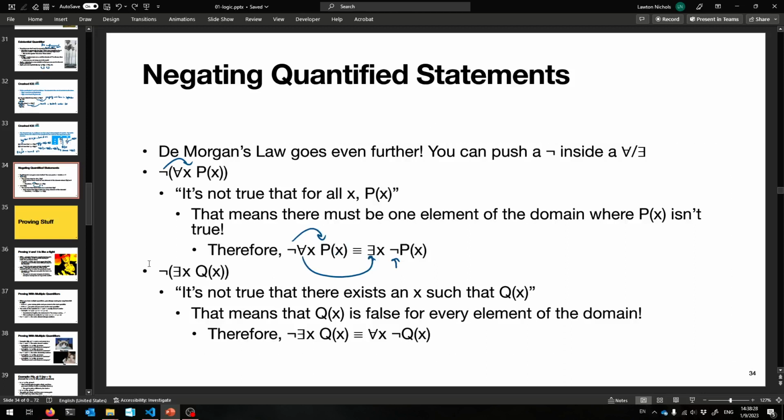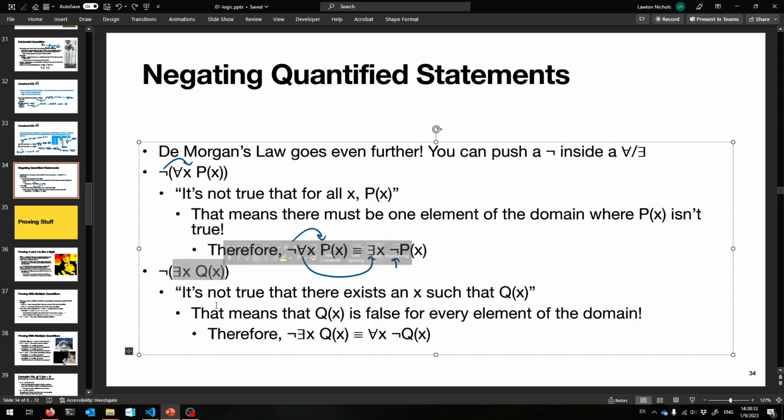Let's discover that. So how would you negate a there exists quantified statement? So first of all, translate this to English. It's saying it's not true that there exists an x such that q of x is true. So if you can't find an x for which q of x is true, then it must be the case, right? It's not true that there exists an x such that q of x is true. If you can't find one, that means they must all be false.